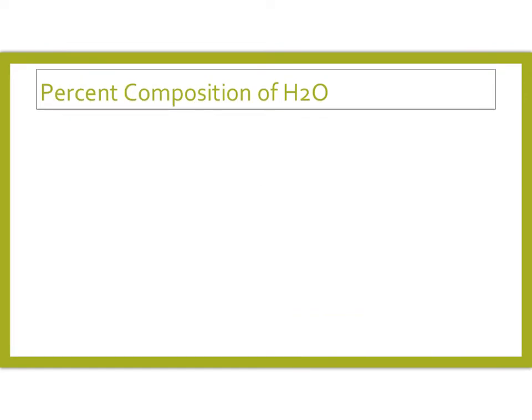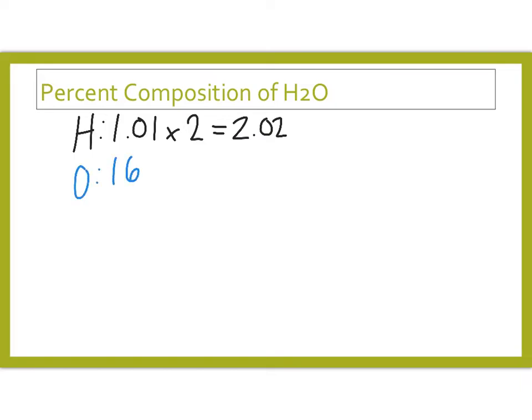So let's go through it. The first thing we need to do is find the total mass of water. So we're going to do that doing our basic molar mass calculation that we have seen already. Hydrogen on the periodic table has a mass of 1.01, and according to this formula, I have 2 hydrogens. Oxygen has a mass of 16 on the periodic table. There's only 1 oxygen, so that's the total mass for oxygen. And then the total mass for water is going to be in red here, 18.02 grams per mole.